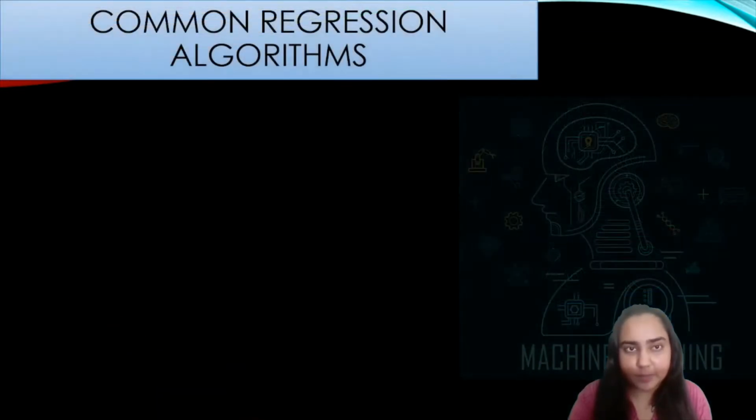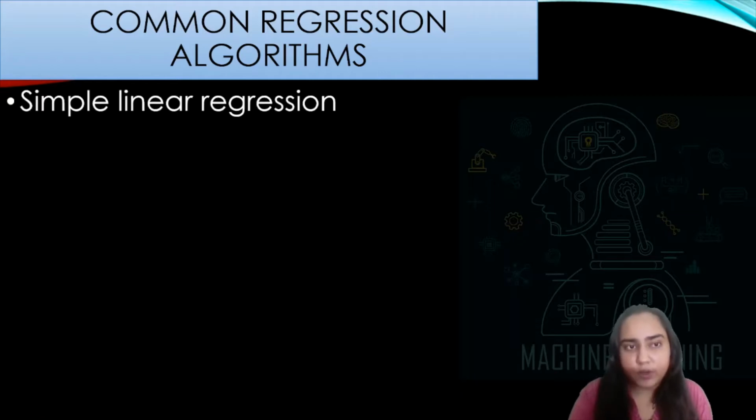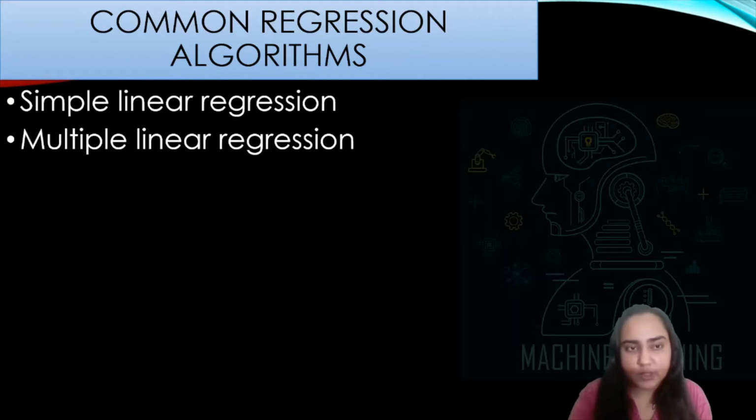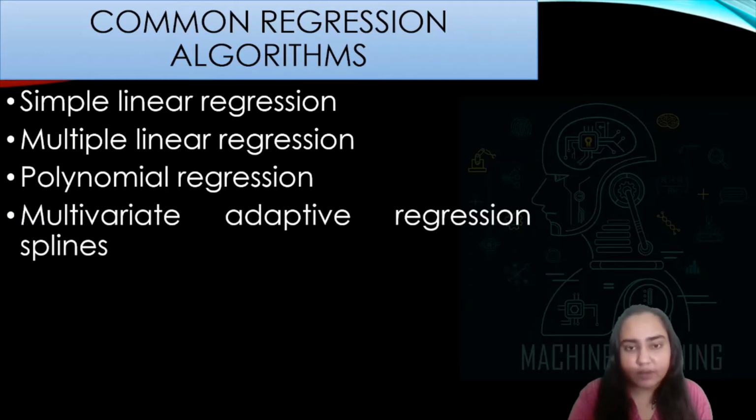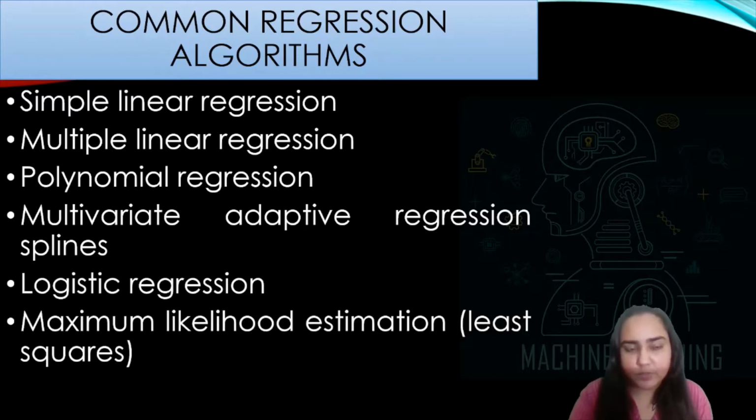So let's begin. Some common regression algorithms are simple linear regression, multiple linear regression, polynomial regression, multivariate adaptive regression splines, logistic regression, and maximum likelihood estimation, which is also known as least squares. And we are going to see most of these in the upcoming videos. But in this video in particular, we are going to talk about the simple linear regression.